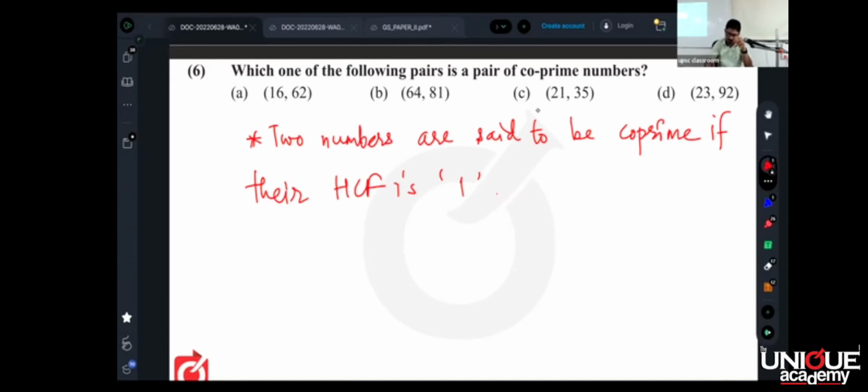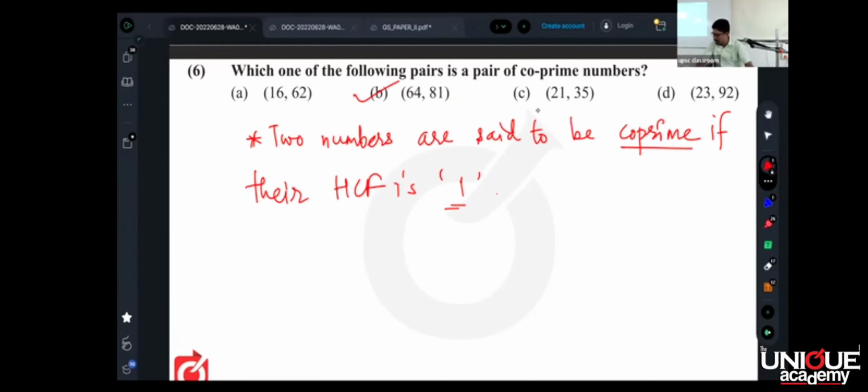64 and 81. Now listen. Two numbers are said to be co-prime if their HCF is 1, meaning they should not have a common divisor as a prime number, right? First option A, the first pair is 16 and 62. Both being even numbers, their HCF cannot be 1. Whatever it is, it doesn't matter. When you are solving such a question in the exam hall in very little time, as you see both numbers are even, their HCF cannot be 1. So eliminate that at the earliest. Option C, 21 and 35, both are divisible by 7, so their HCF cannot be 1.